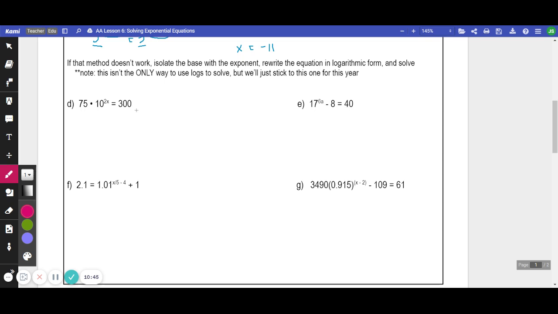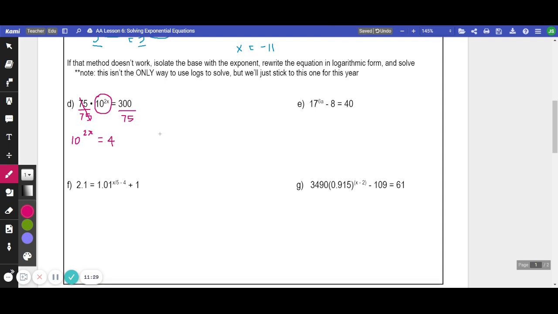So what we want to do is, whatever term has the variable exponent, so the variable is 10 to the 2x, right? That's the part that has the exponent. I want to get rid of everything else first. I want to isolate that number with the exponent. So in this case, I need to get rid of the 75. I'm going to divide both sides by 75. So 300 divided by 75 is 4. Okay, so I get 10 to the 2x equals 4.